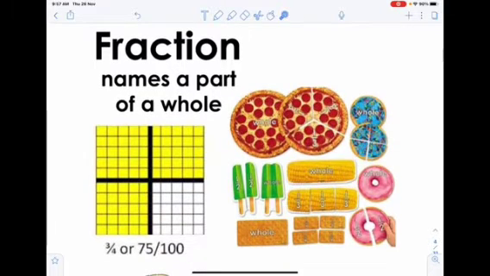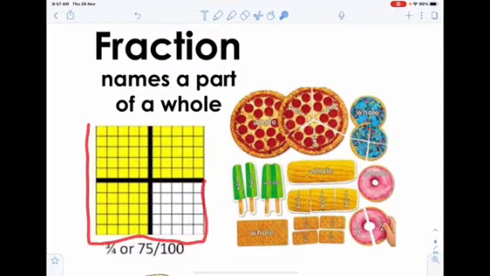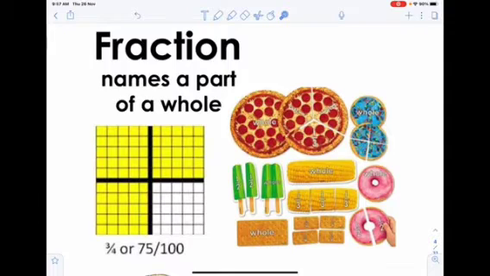See, as we discussed earlier, fraction names a part of a whole. For example, if you take this square slab, which is divided into 100 parts, and I count the shaded parts, it makes up to 75 parts being shaded. Okay, 75 squares being shaded.